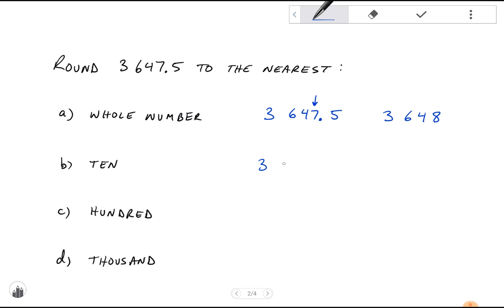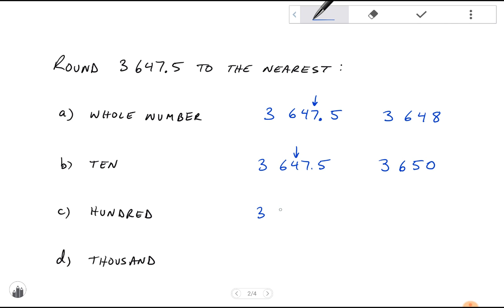Let's write the original number again, 3,647.5. And here we're going to round to the nearest 10. So here's the tens column. Okay, so we look to the right of the 4 and it's a 7. So again, we round up. So that means that the 4 will become a 5. And since we're rounding to closest tens, after that, we'll actually just put a 0, 3,650. Okay, so the closest ones was 8. The closest tens is 5 for 50.